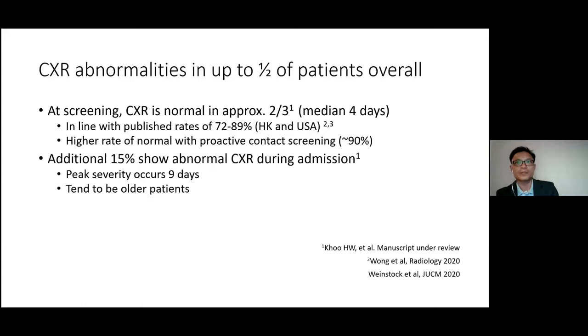Given that the median time of presentation for our patients in our series is 4 days from the onset of symptoms, our findings are not dissimilar to the data from overseas, from Hong Kong and the US. However, with even more proactive screening recently, we are probably going to see an even higher rate of normal chest X-rays in our patients, estimated to be up to 90%. In our series, an additional 15% of patients subsequently show chest X-ray abnormalities during the course of their admission, with peak severity at 9 days from symptom onset. These seem to be greater in the older patients.